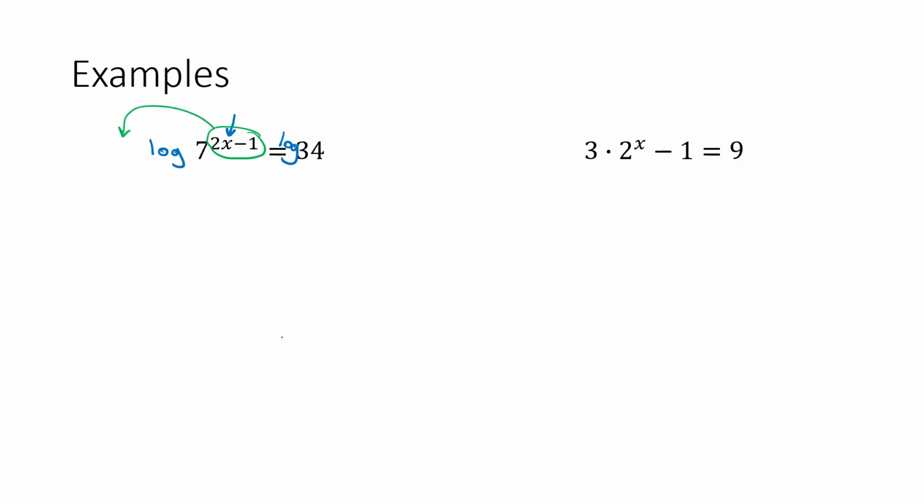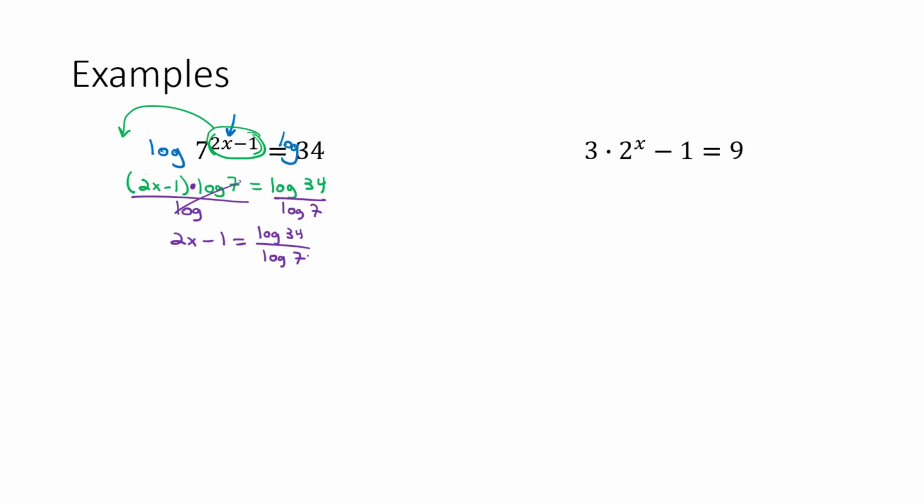And to kind of help us here, that exponent needs to move out front as a group. Keep it in parentheses if there's a lot going on in there. 2x minus 1 times the log of 7 equals the log of 34. And then we can solve. First, let's get rid of that log by dividing it out. Divide both sides by the log of 7. And then 2x minus 1 equals the log of 34 divided by the log of 7.